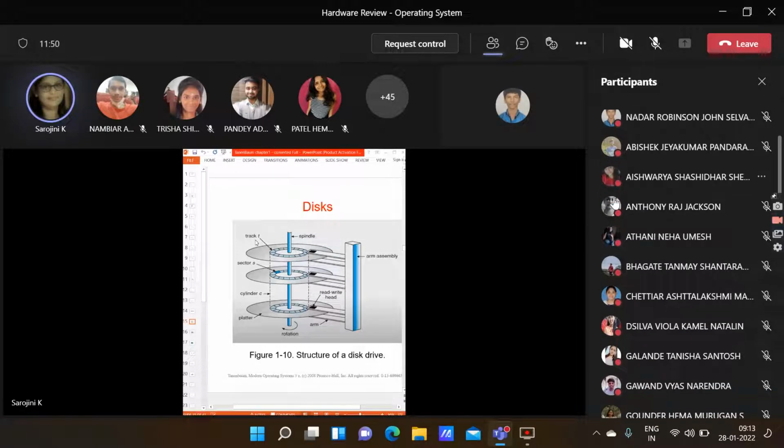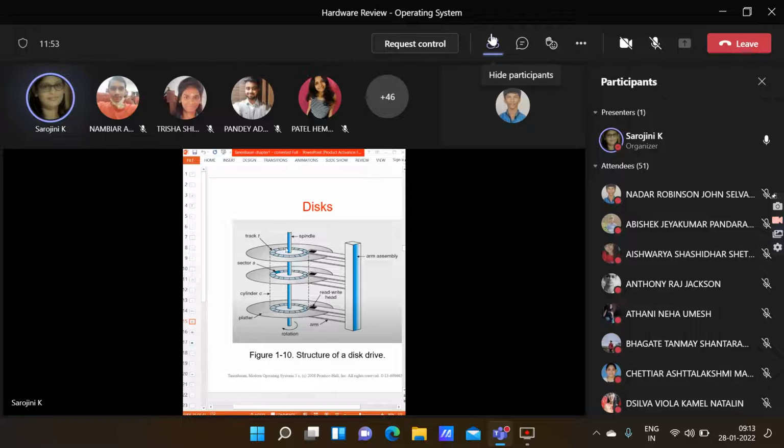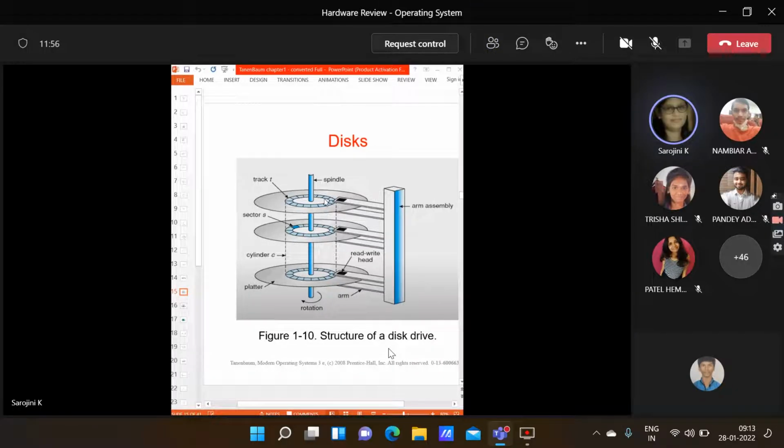The track will be divided into small segments like this. Here they have shown only one track, and how that single track is divided into small segments. These segments are called sectors. So this is one sector, this is another sector. Every track will be split into sectors. Remember, these three terms: track, sector, cylinder.